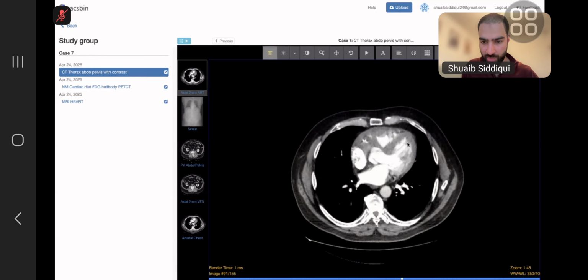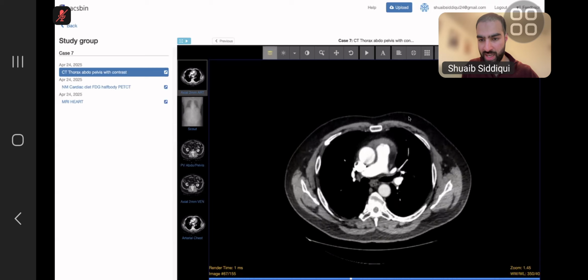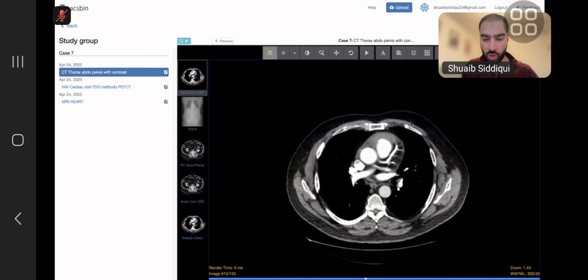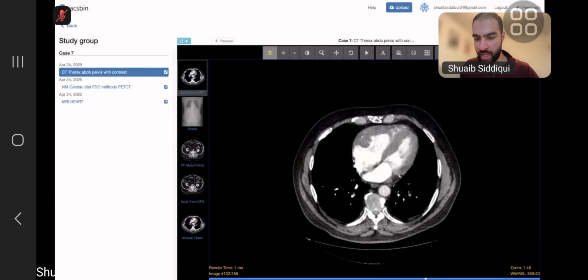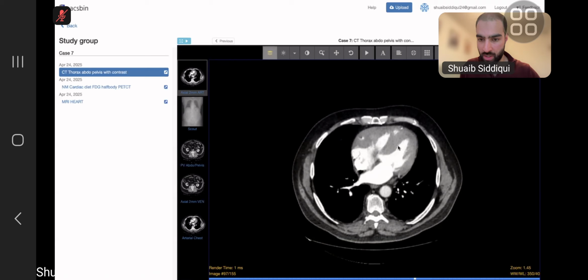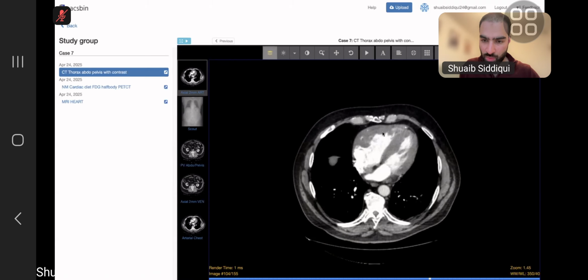On this study, you picked up on the key findings. The first thing to say is there's no PE, because obviously a cause of cardiac arrest is a large pulmonary embolus. So there's no large pulmonary embolus. Right off the bat, we can say there's no PE. The next thing is the heart looks weird, right? You've rightly picked up that this right ventricle is completely thickened. The right ventricle should never be thicker than the left.